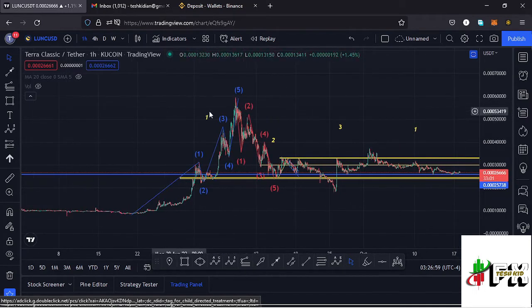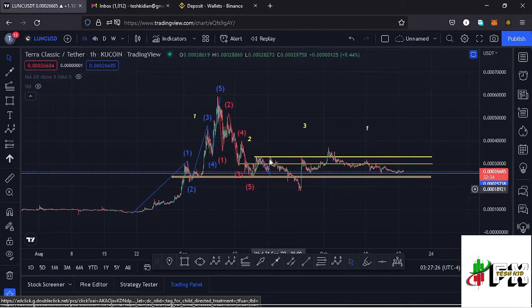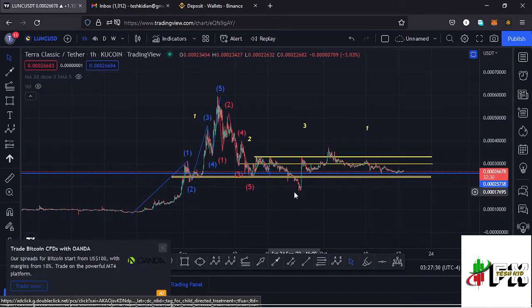And after completing the formation of a higher Elliott wave count 1, whatever we expect next is the formation of a higher Elliott wave count 2, which I believe is what we are seeing over here, which is a corrective wave and made our low at around the $0.00017 mark. And after making the low for a higher Elliott wave count 2, whatever we expect next is the formation of a higher Elliott wave count 3.